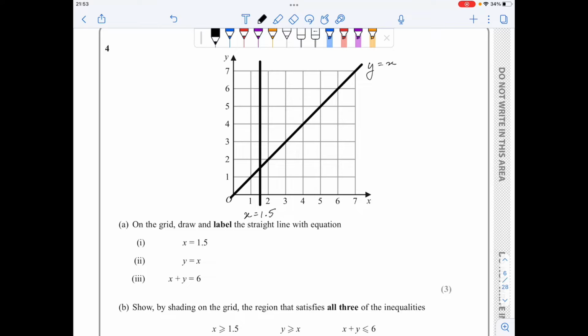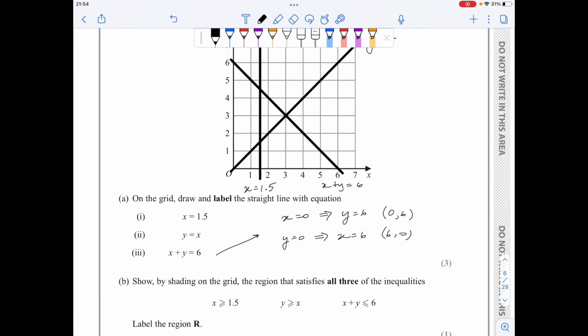And for the last line, let's consider what happens when x is equal to 0. This gives me a y value of 6. So the line passes through 0, 6. Similarly, when y is equal to 0, x comes out to be 6. So it passes through 6, 0. So my line goes through these points. It looks like this. Let's draw it.